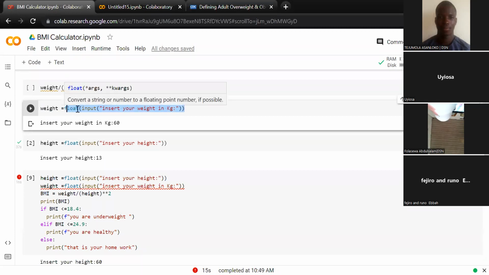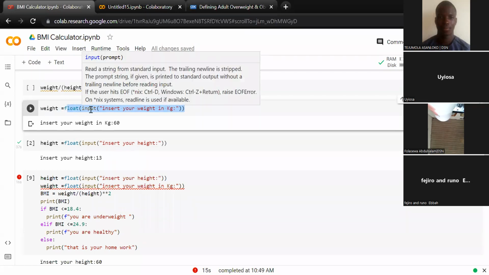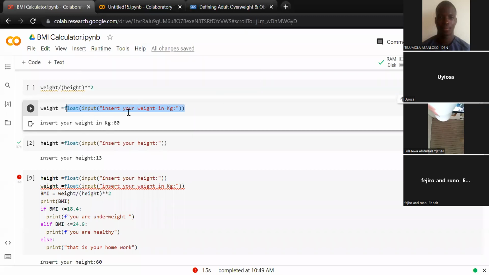Float is decimal. Input is a function that gives you a prompt to input your values. Then this is "insert your weight", like a placeholder, the label of the prompt. Now the same thing with height. We create a variable height, float data type, and then to give us a prompt, "insert your height".